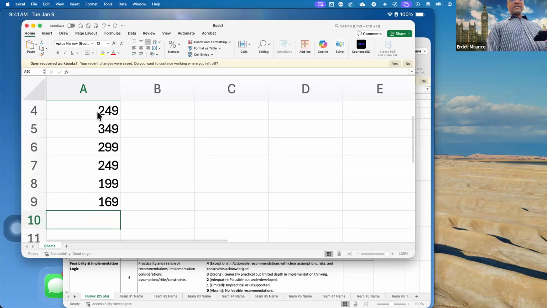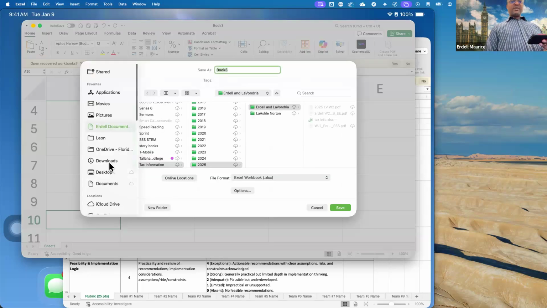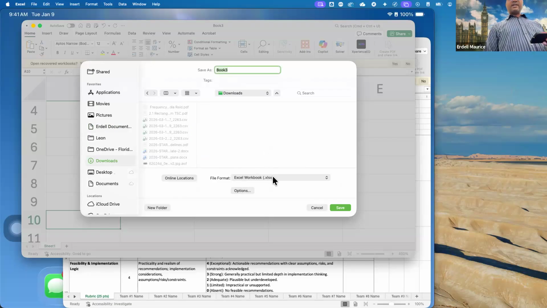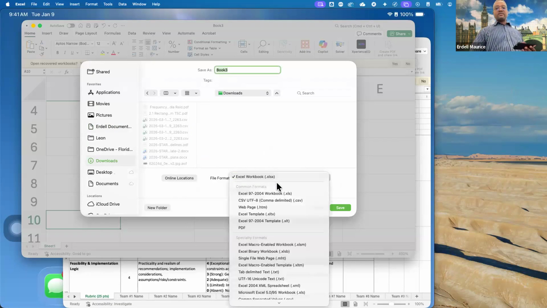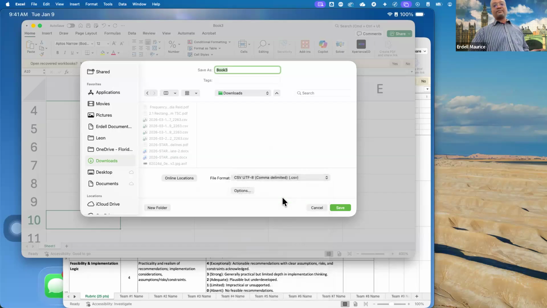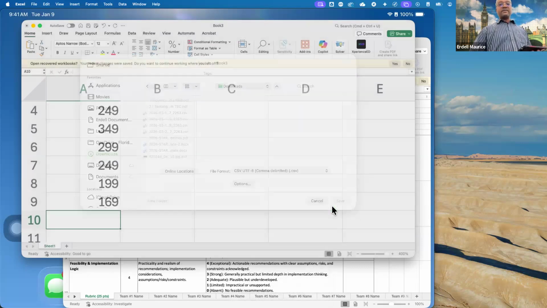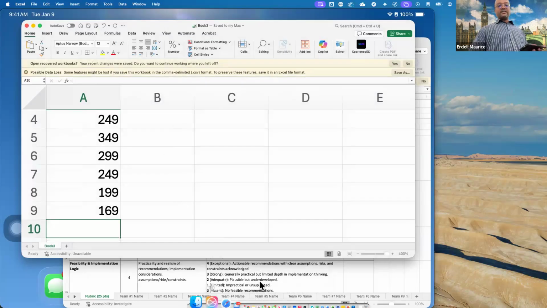And you're going to save this, Command Shift S. I'll put it in my downloads folder as a CSV, comma separated file. What's the name? Cost. I have to leave it saved as Book 3 for some reason. It won't let me change the name. All right, so I saved it as a CSV file.